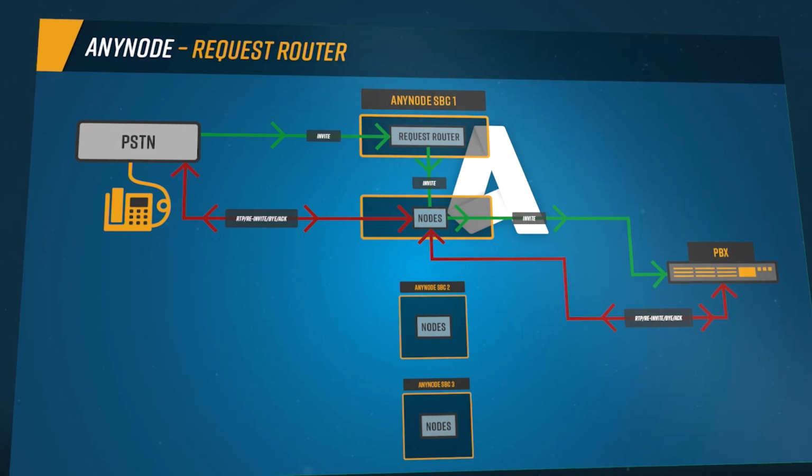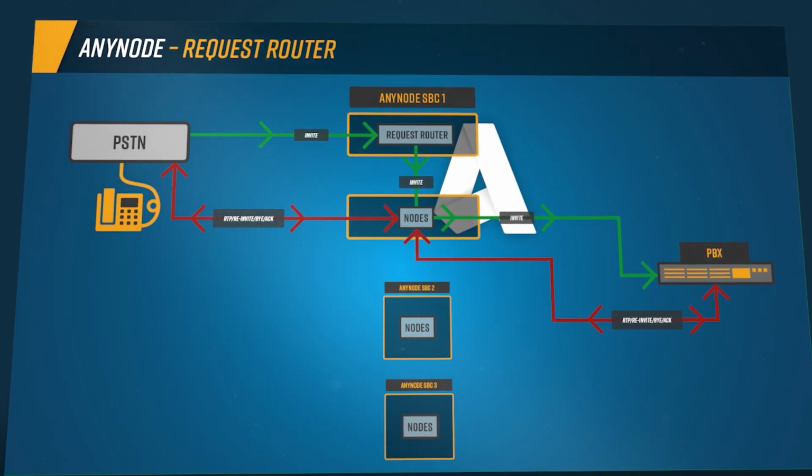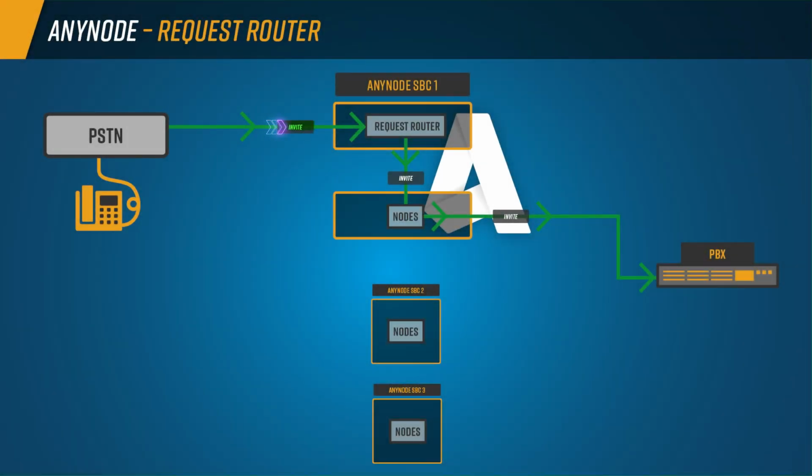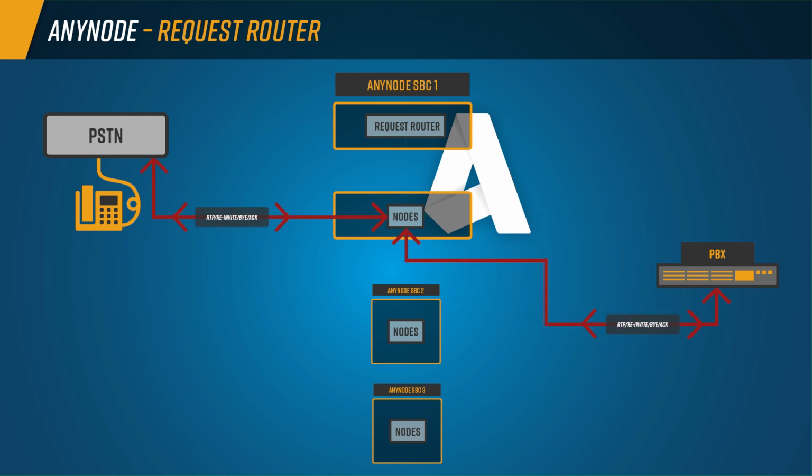In the diagram, multiple anynode target systems are configured with a request router on anynode SBC1. Only the initial SIP invite message is handled by the request router. By default, distribution is performed randomly. All subsequent call interactions in the SIP messages occur directly between the respective endpoints. Outgoing calls from the PBX to the provider do not pass through the request router.